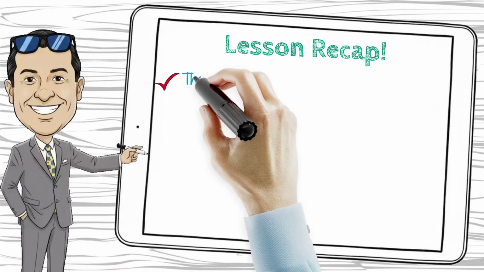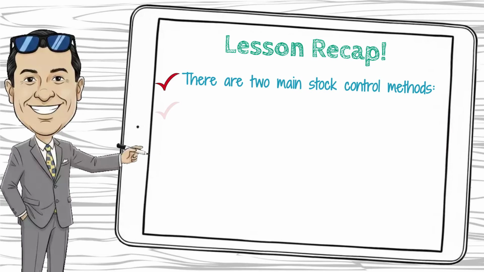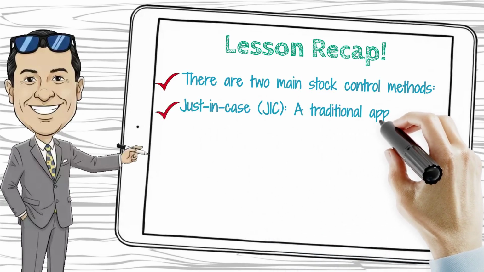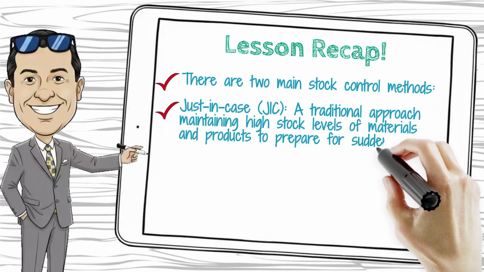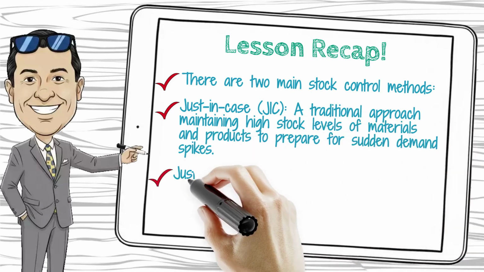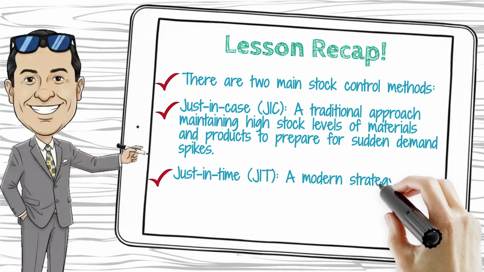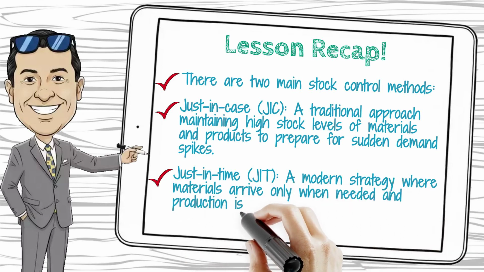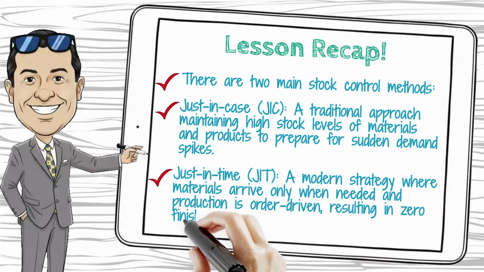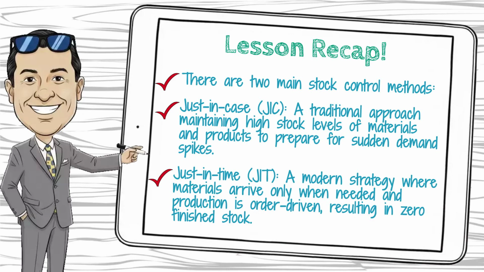There are two main stock control methods. Just in case, JIC, a traditional approach maintaining high stock levels of materials and products to prepare for sudden demand spikes. Just in time, JIT, a modern strategy where materials arrive only when needed and production is order-driven, resulting in zero finished stock.